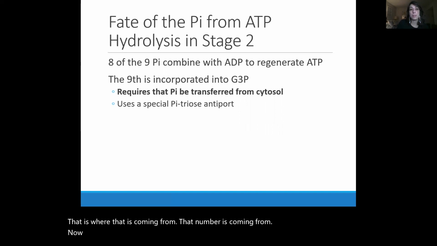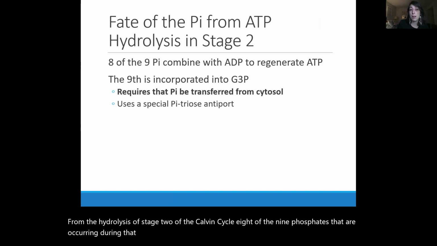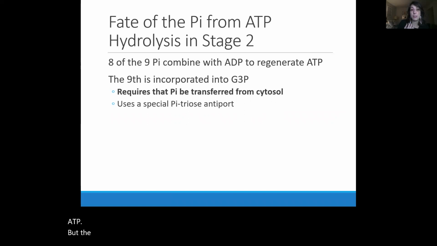Now, we talked about the ATP formation, but the ATP used from the hydrolysis in stage 2 of the Calvin cycle, 8 of the 9 phosphates that are occurring during that portion can combine with ADP back in the stroma to regenerate ATP. But the 9th phosphate is actually incorporated into the glyceraldehyde 3-phosphate. It has the word phosphate in that.